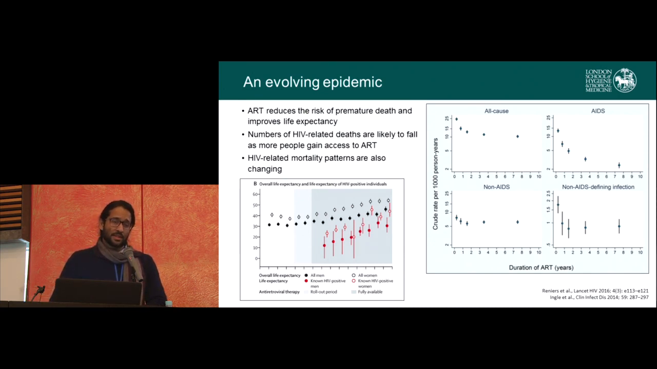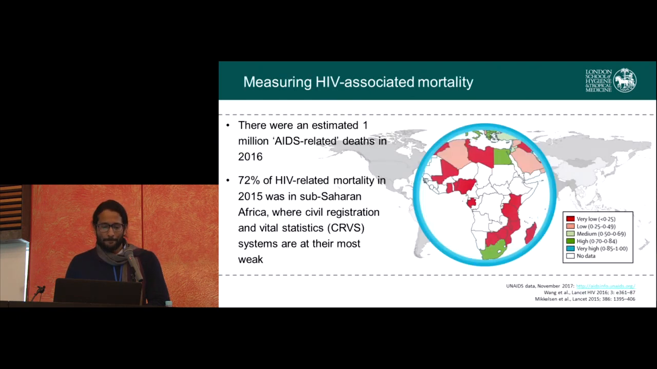On the right-hand side is something that's looking at cause-specific mortality. So you can see the first of those four graphs in the top left-hand corner is all-cause mortality, which is dropping. But the second, the top right graph, which is the most drastic, is AIDS-related deaths. So this is deaths due to advanced immunosuppression in HIV-positive people. And you can see quite a steep decline there the longer people are on ART. That's not necessarily the case in low and middle income countries, in particular sub-Saharan Africa.